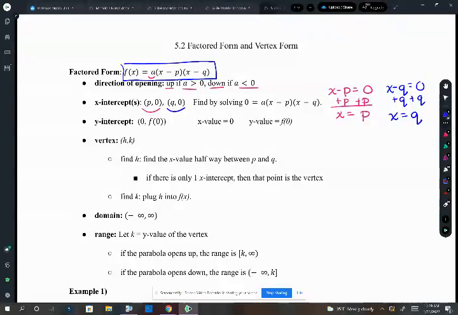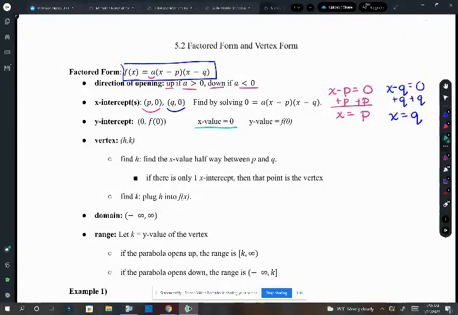Now our y-intercept, just like before, if we had it in standard form, it was that c value at the end. But now that we have it in factored form, we have to actually solve. The way we're going to do that is we're going to have x be 0, and we're going to plug it into our equation and solve for y, or the f of x. Remember, f of x is the same thing as y. So we just take the 0 value, plug it in everywhere there's an x, do the math, and we get a y value, and that's the y-intercept.